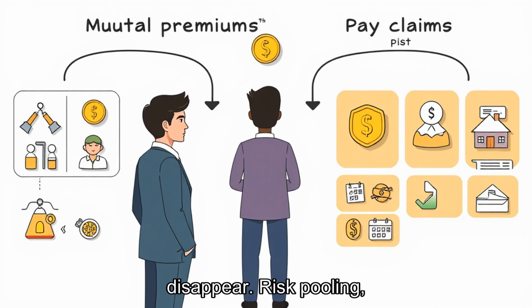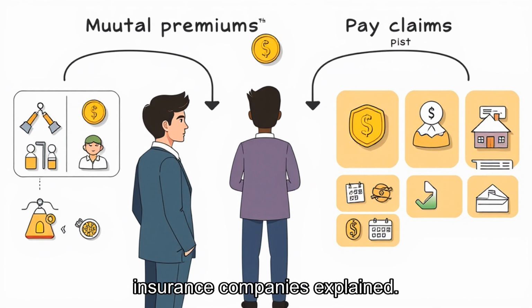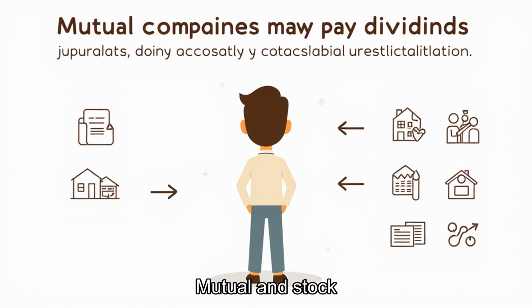Risk pooling, underwriting, reserves, and claims handling remain central. This is the detail that changes what to check next in mutual versus stock insurance companies explained. Without that check, both types collect premiums and pay claims can be misunderstood or handled too late. Mutual and stock insurers depends on timing as much as facts.